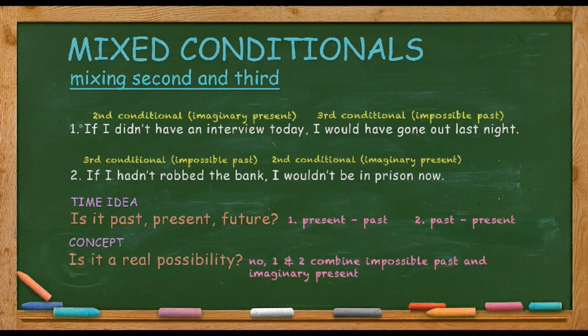Sentence 1 begins with a second conditional, imaginary present, if I didn't have an interview today, and it finishes with I would have gone out last night. Third conditional, impossible past. Sentence 2 begins with a third conditional, impossible past, if I hadn't robbed the bank. And it ends with a second conditional, imaginary present, I wouldn't be in prison now.